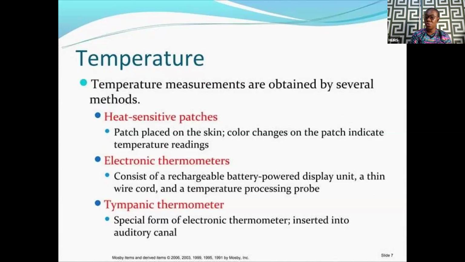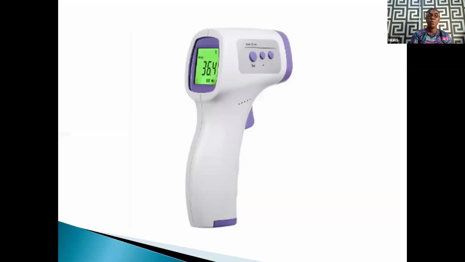But the most common ones you will find are the electronic thermometers. Usually they have rechargeable batteries or replaceable batteries. Then there's a thin wire cord and a temperature processing probe. You put such under the armpit, under your patient's tongue, just anywhere that is appropriate for temperature reading. And then there's a tympanic thermometer. It's a form of electronic thermometer and is usually inserted into the auditory canal for reading. That is not so common. The most common one you will find will be the electronic thermometers.